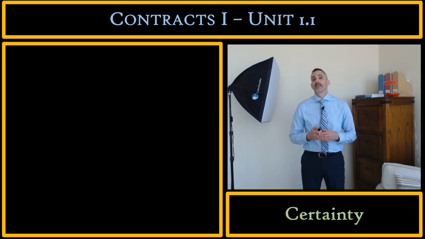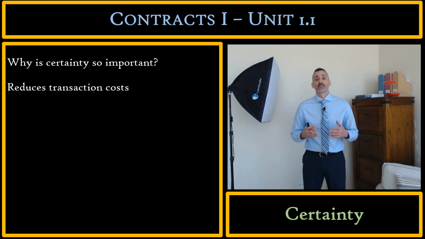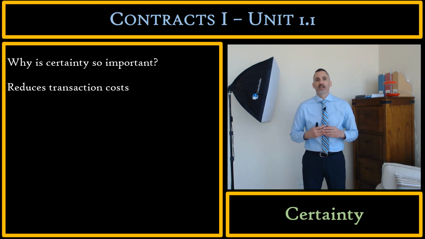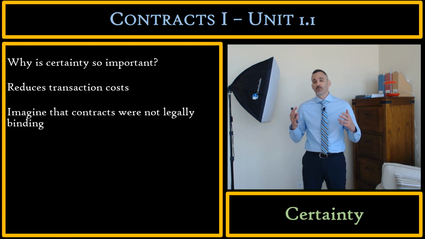We just said that legally binding promises give certainty to these promises. So why is certainty so important? And the answer is it reduces transaction costs, right? Without legally binding promises, exchanges and transactions would be more costly for the parties. Okay? Let's imagine a world where promises are not legally binding.